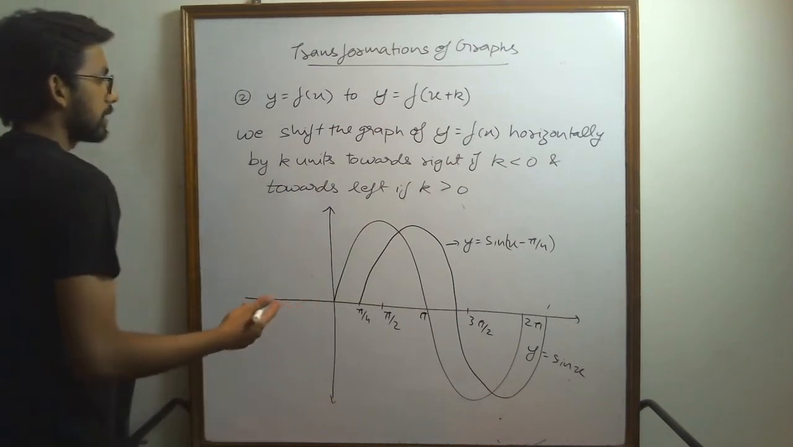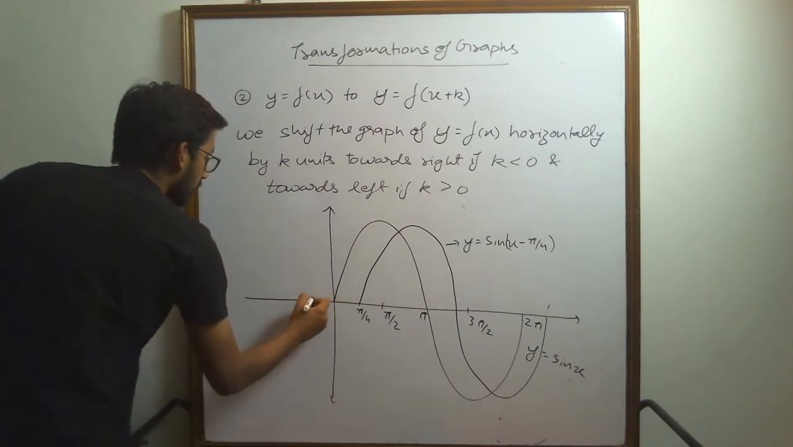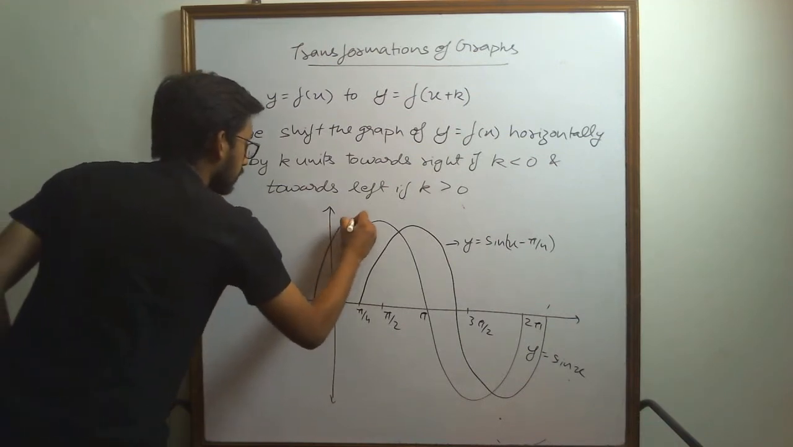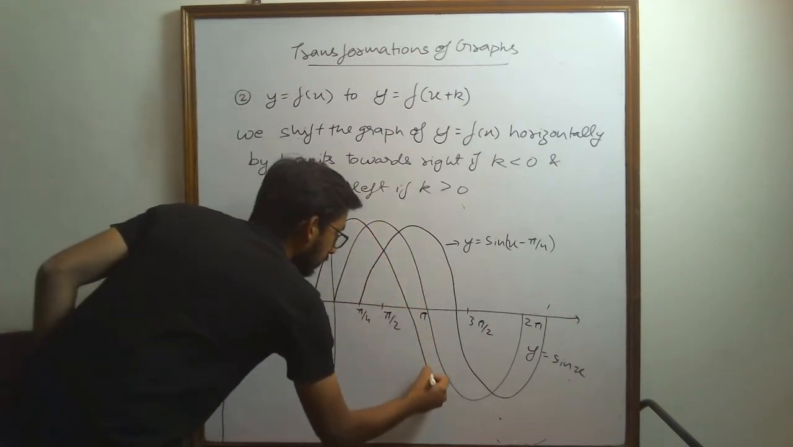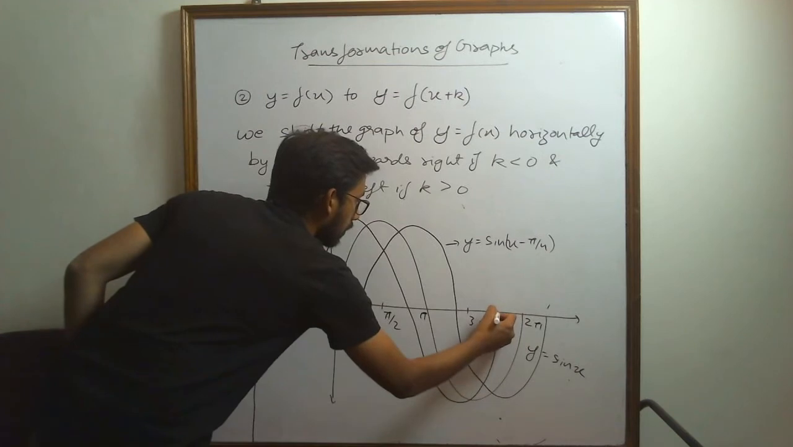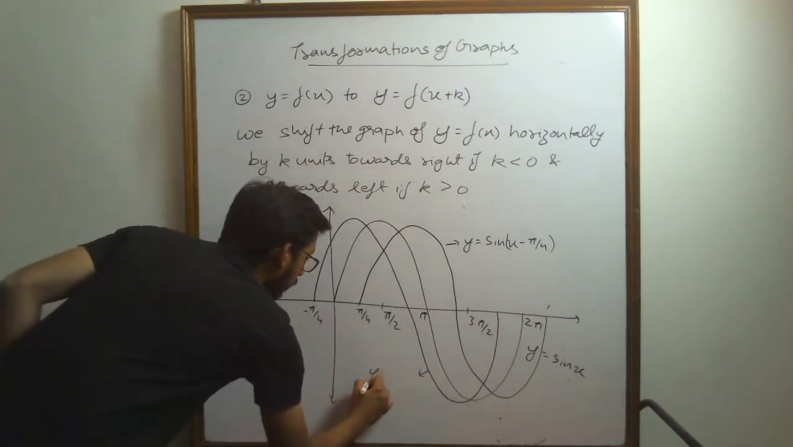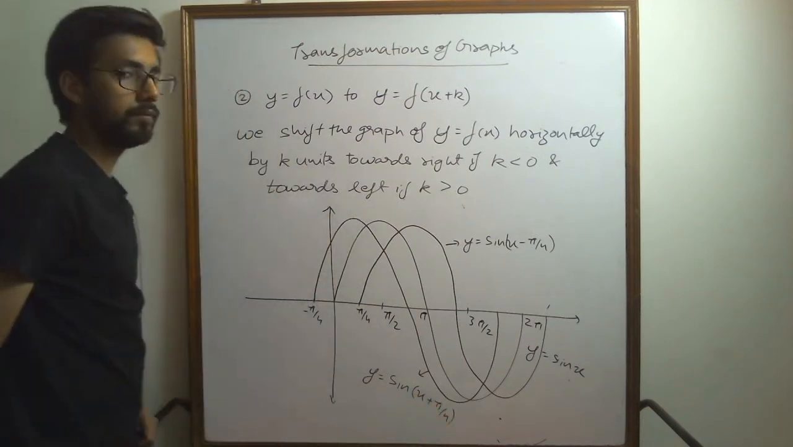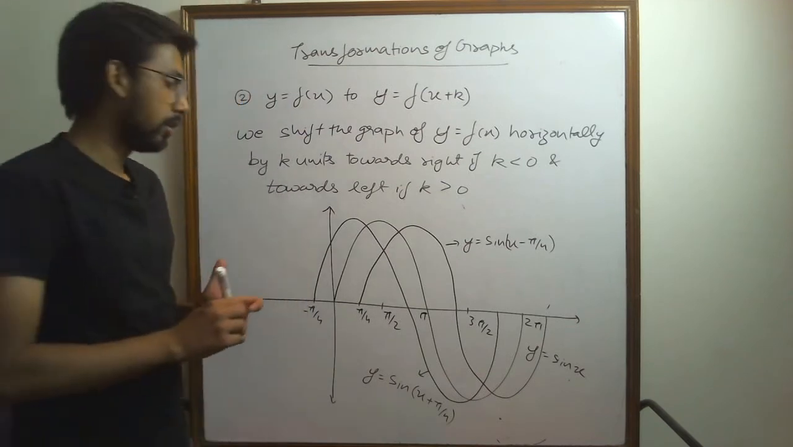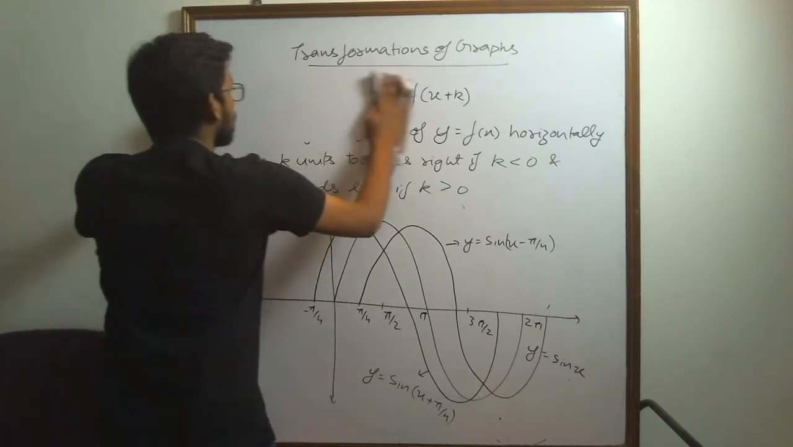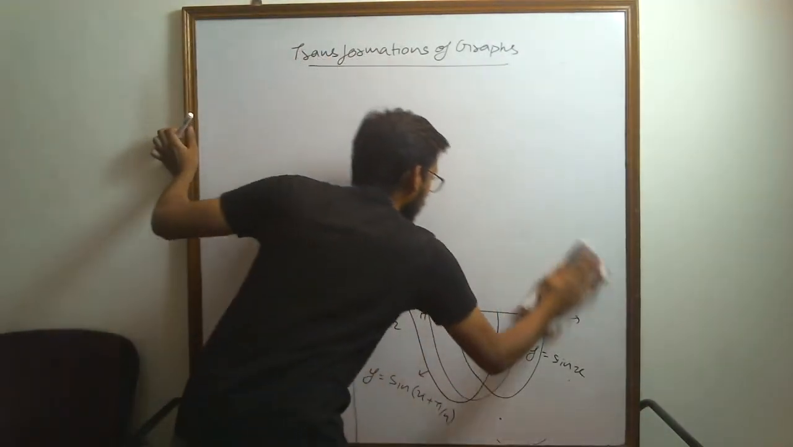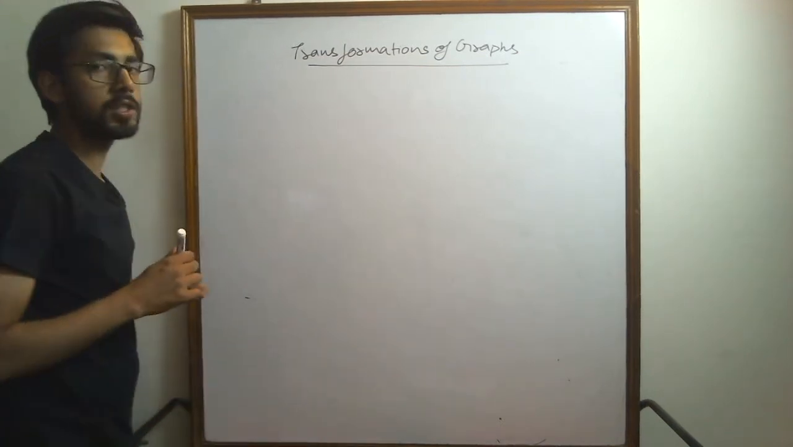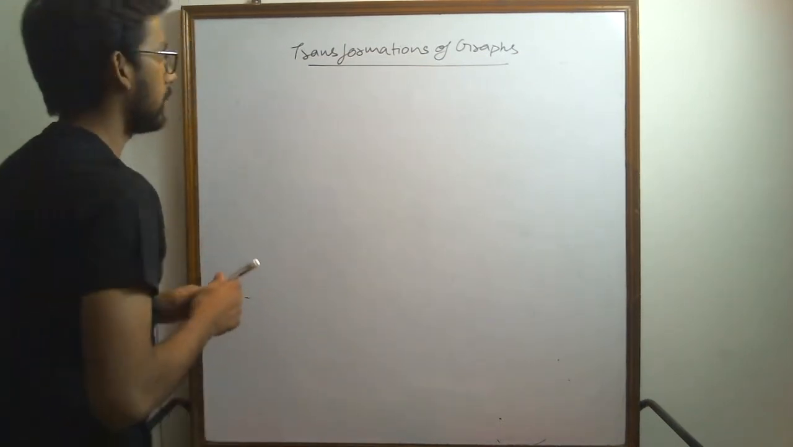Now if I want to make the graph of sin x plus pi by 4, we will shift the graph by pi by 4 units towards left, and we will get the graph like this. This will be the graph of y is equal to sin x plus pi by 4. Right? So the shifting is also known as translation. That means that we are shifting it.